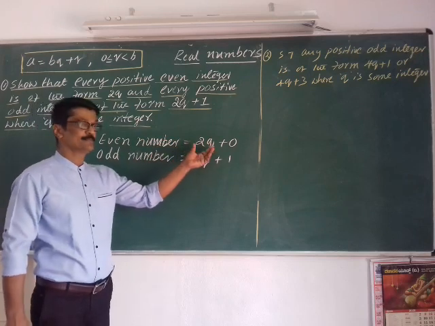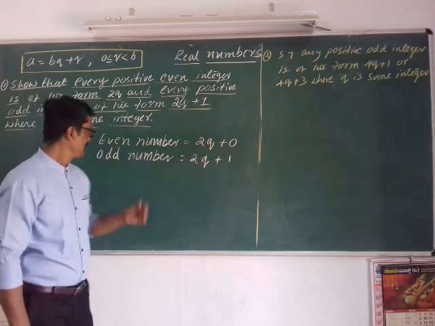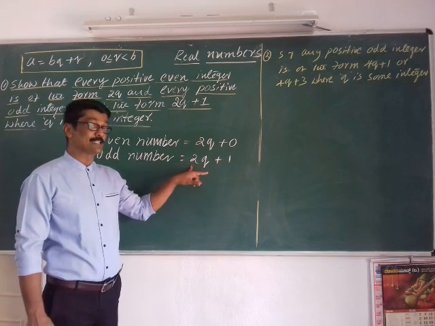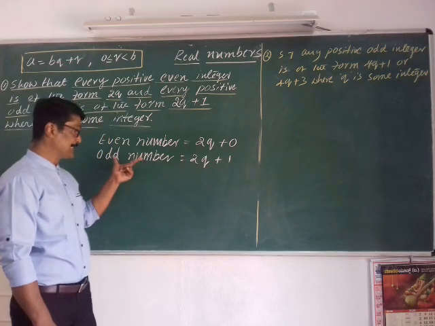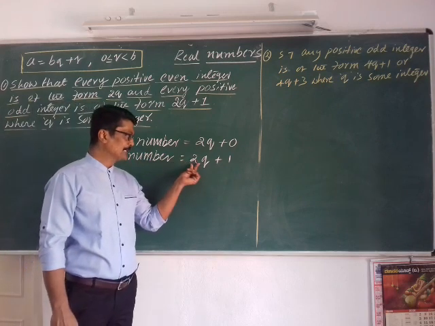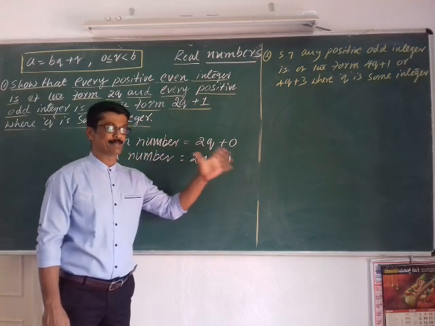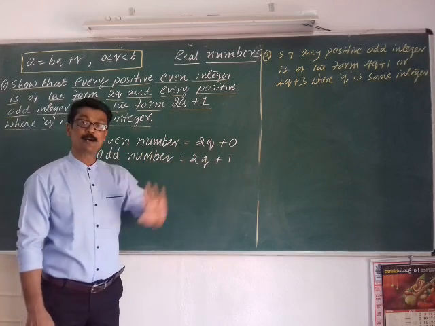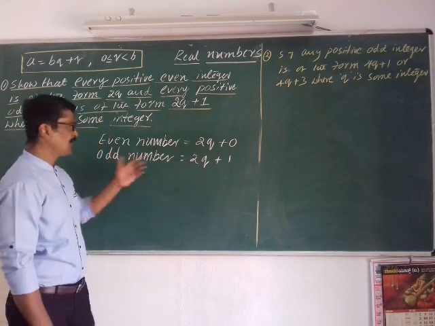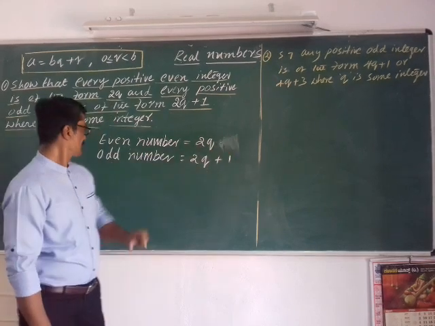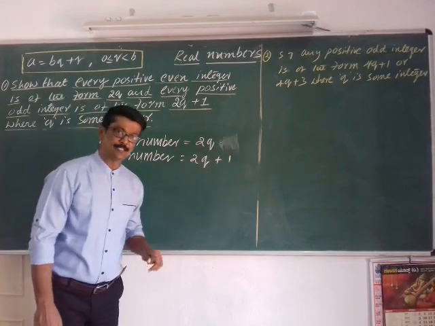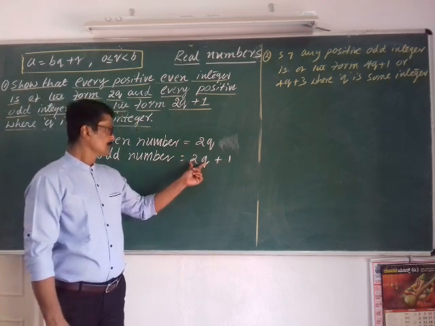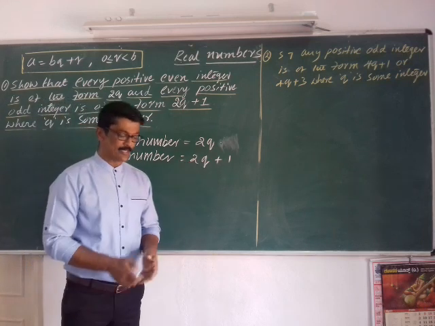It is of the form 2q plus 0. Take any odd number and divide it by 2. That means the divisor here is 2. Dividend is equal to divisor into quotient plus remainder. Take any even integer, divide it by 2. It will be of the form 2q plus 0 or simply 2q. And take an odd integer and divide it by 2. It will be of the form 2q plus 1.